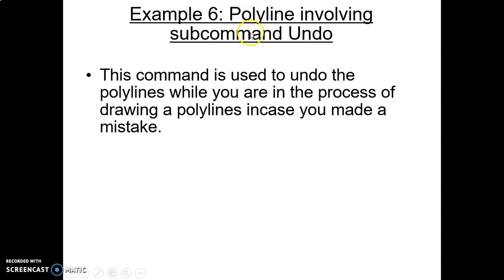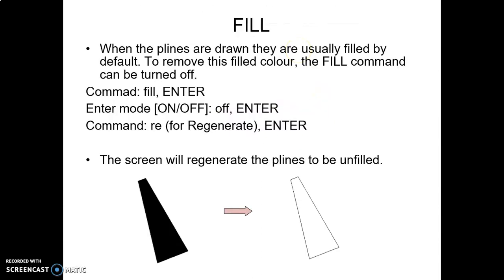Example number 6, polyline involving subcommand undo. This command is used to undo the polylines while you are in the process of drawing them, in case you made a mistake. So how do we undo it? When polylines are drawn, they are usually filled by default. To remove this fill color, the fill command can be turned off. Type the command FILL, press enter, then OFF, enter, and then to regenerate, type RE and enter. The screen will regenerate the polylines to be unfilled.